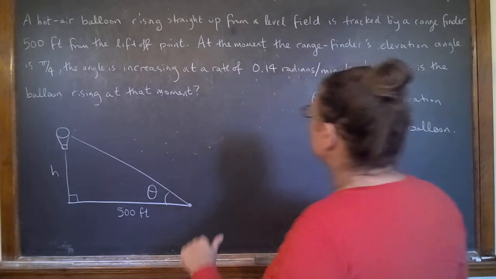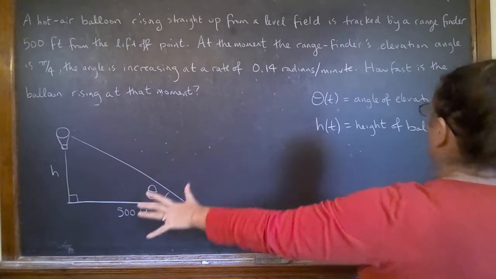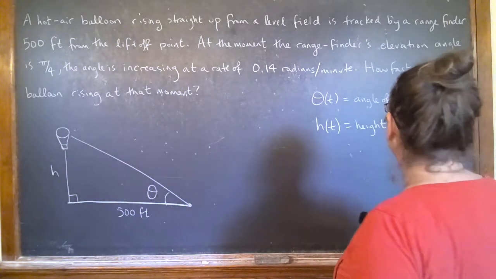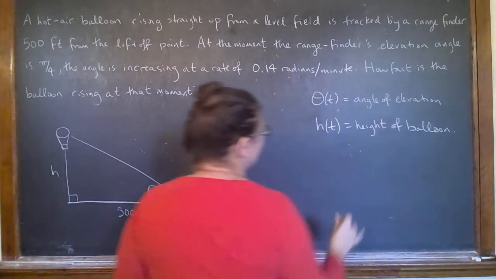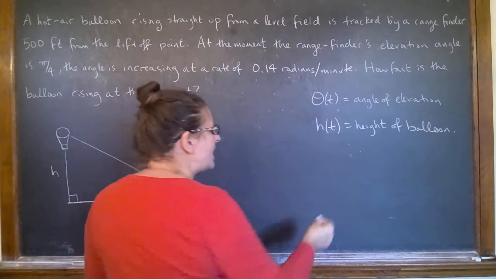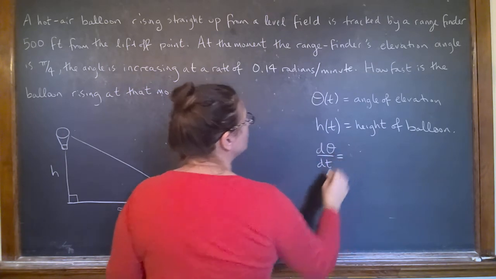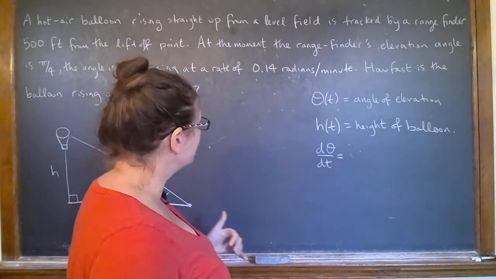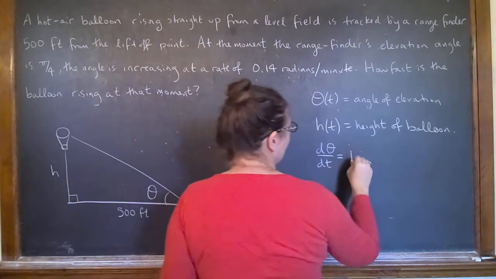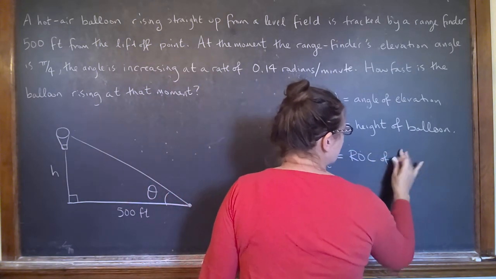Okay. So in any case, what else are they talking about here? Theta is the angle of elevation, h is the height of the balloon. The rate of change, the derivative d theta dt, is going to be the rate of change of the angle. So I can write it as the rate of change of the angle theta.